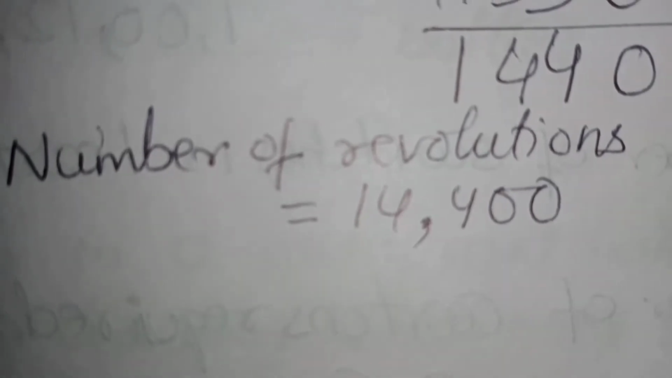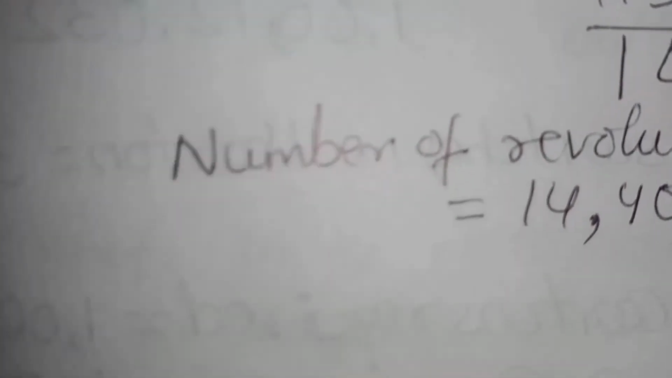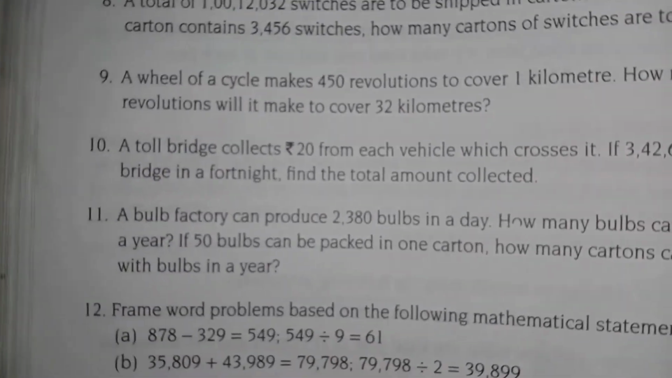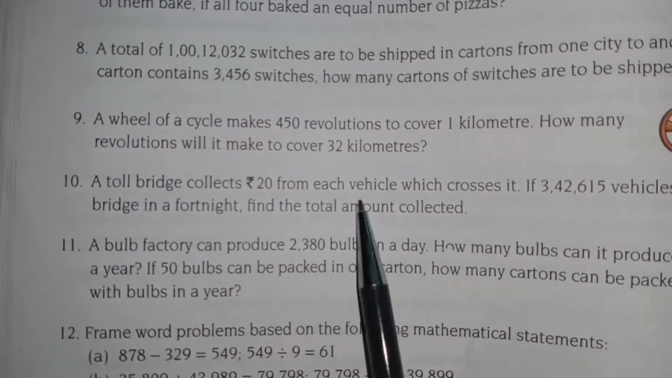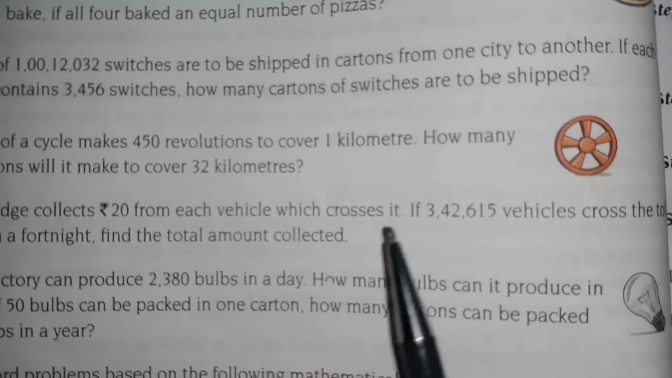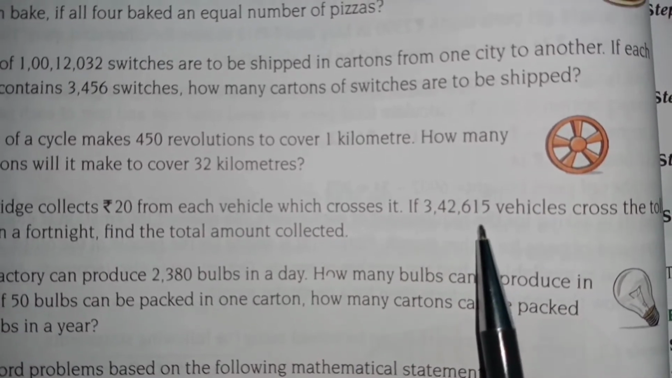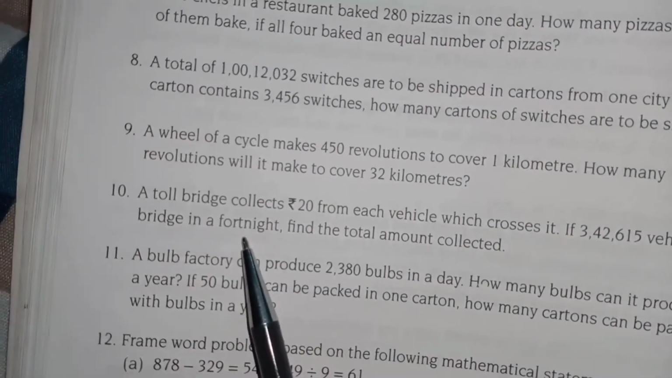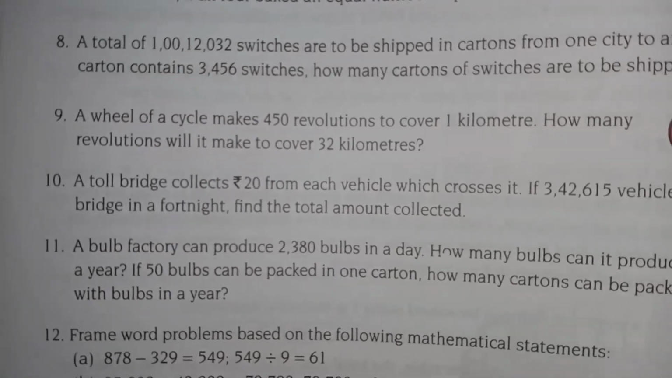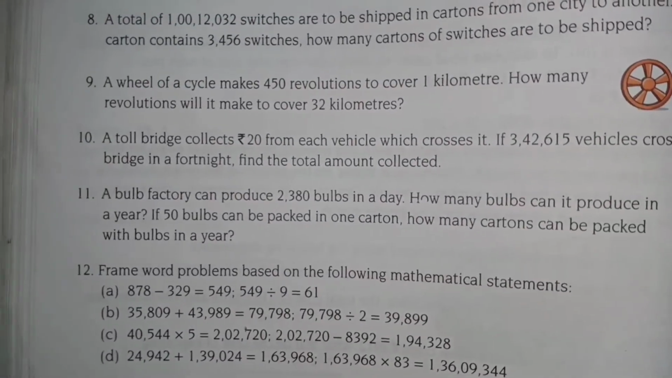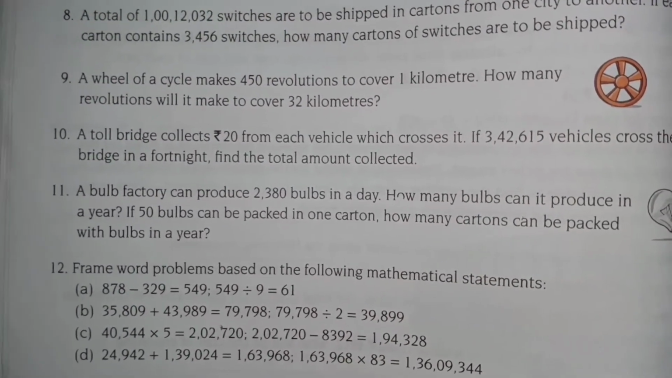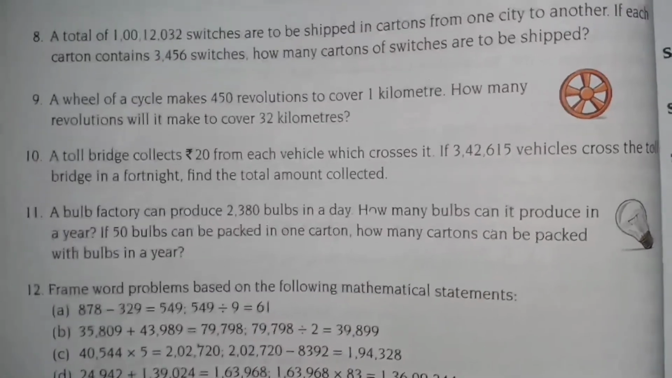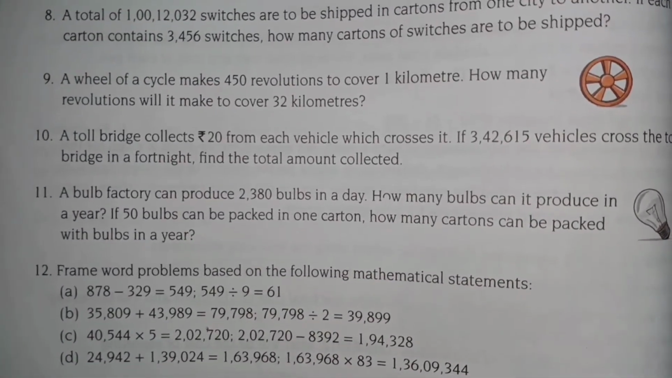Now let's see question number 10. A toll bridge collects ₹20 from each vehicle which crosses it. If 3,42,615 vehicles cross the toll bridge in a fortnight, find the total amount collected. So they are asking the total amount collected. A toll bridge collects how many rupees for one vehicle? 20 rupees. So how many rupees will they collect for 3,42,615 vehicles that have crossed?